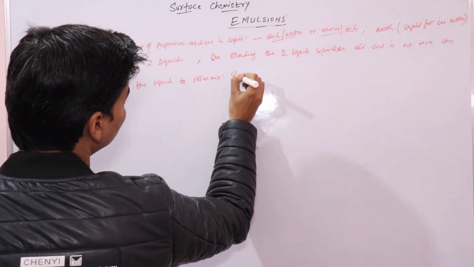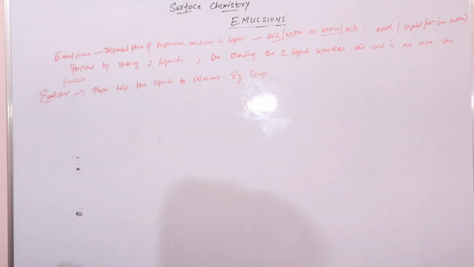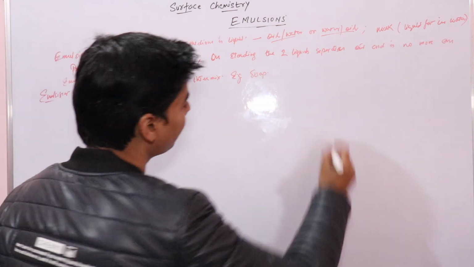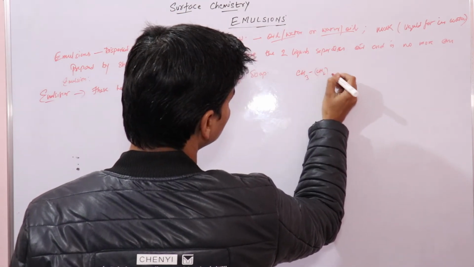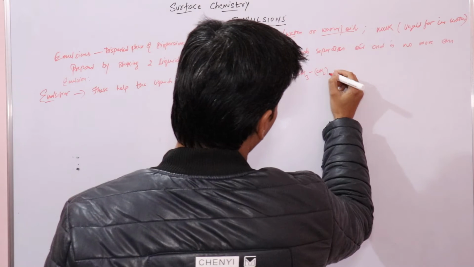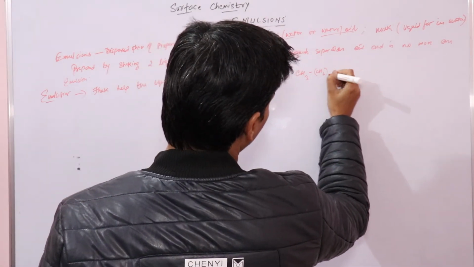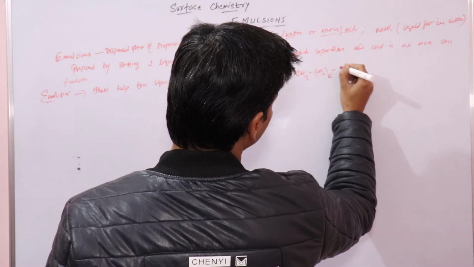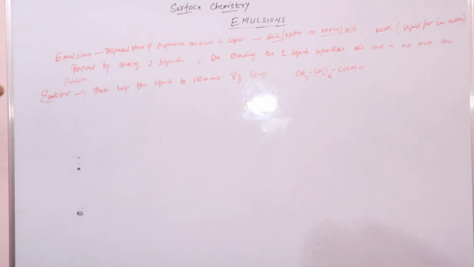An example is soap, which we are familiar with, right? Let's see how it helps. We know that soap is CH3 (CH2)16 COONa, right?